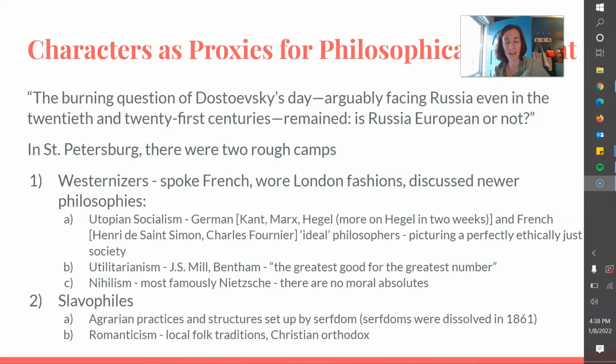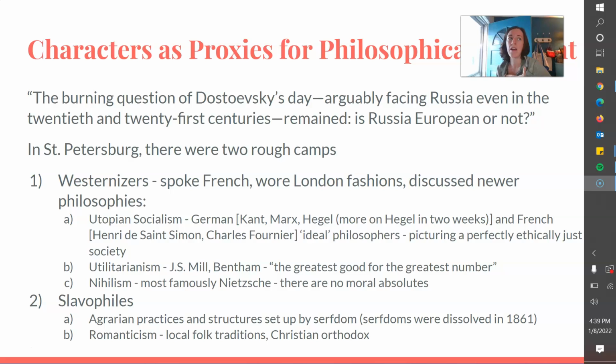We're going to talk about Hegel in a couple of weeks because he posits a theory of the Übermensch that becomes super important to Dostoevsky. There's also French ideal philosophers, Charles Fourier, Henri de Saint-Simon. They're all doing the same thing, which is trying to understand how you get a perfectly ethical society to exist.